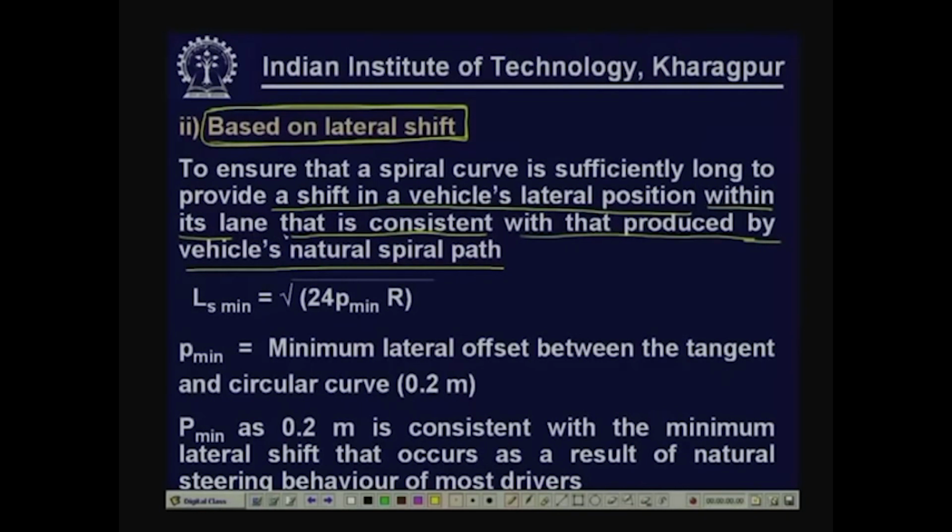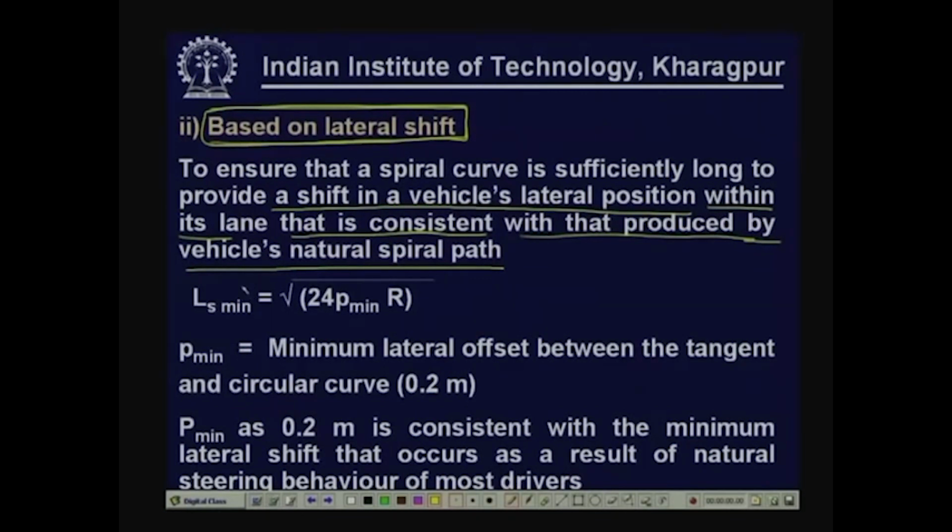That means it does not encroach the adjacent lane within its length, that is consistent with that produced by the vehicle's natural path. Now, while talking about this spiral curve and its different properties, we gave a formulation for how to calculate the shift. That shift was calculated using the formula Ls square by 24 r. This was mentioned in lesson 3.10.